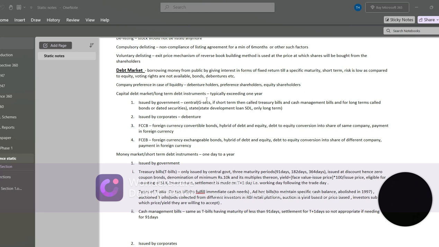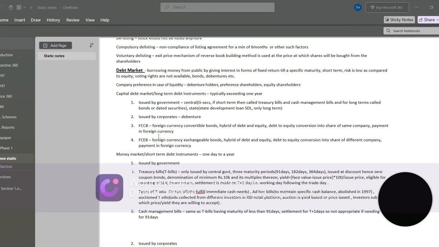And state government issues state development loans (SDL), and this is only for long term. Now second is issued by corporates, and corporates issue debentures. Third is foreign currency convertible bonds (FCCB). These are a hybrid of debt and equity. Basically, debt to equity conversion into a share of the same company is present, and also the payment of the interest is done in foreign currency.